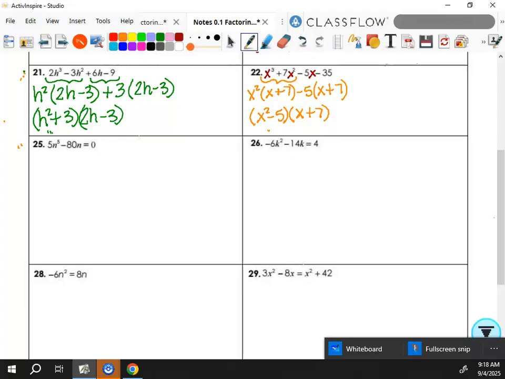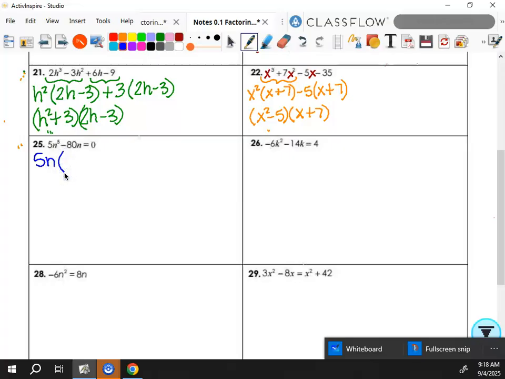One of the things that I didn't have you check on all the others, and it's just because I knew it wasn't going to happen, but I should have said it, is we always check first to see if we can factor out a GCF, okay? First of all, before you start factoring anything, you make sure it's set equal to 0. We're good. Can I factor out a GCF? Yes. What would my GCF be? 5n, right? 5n.